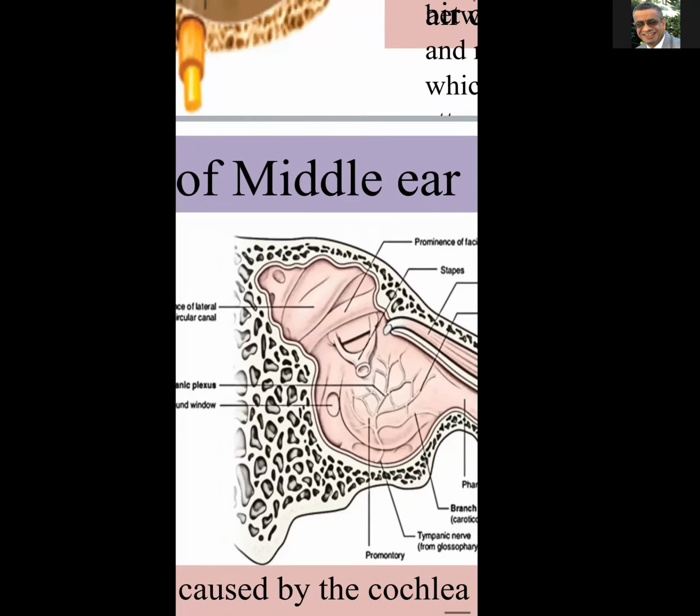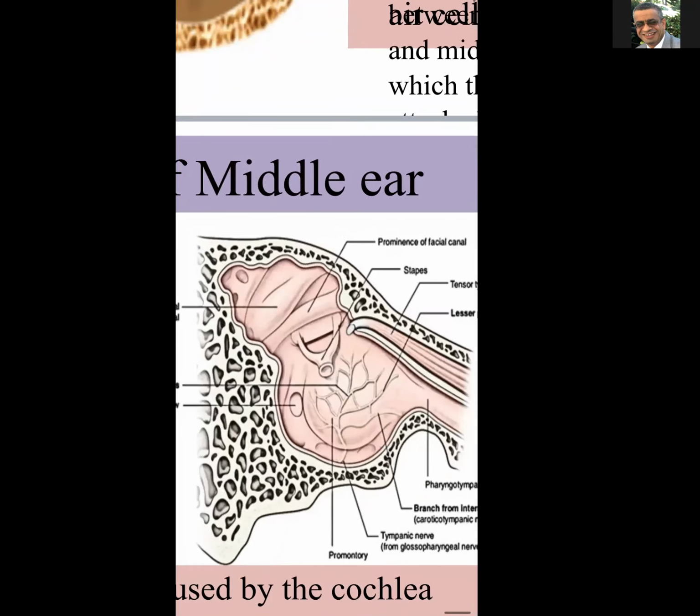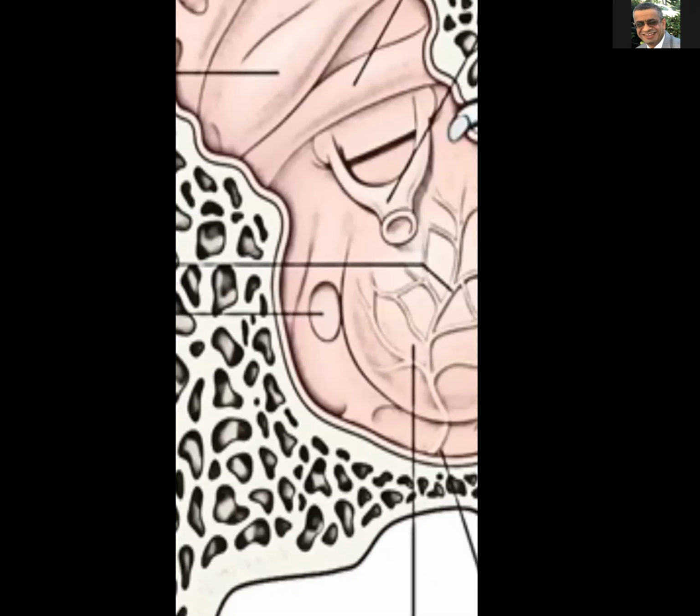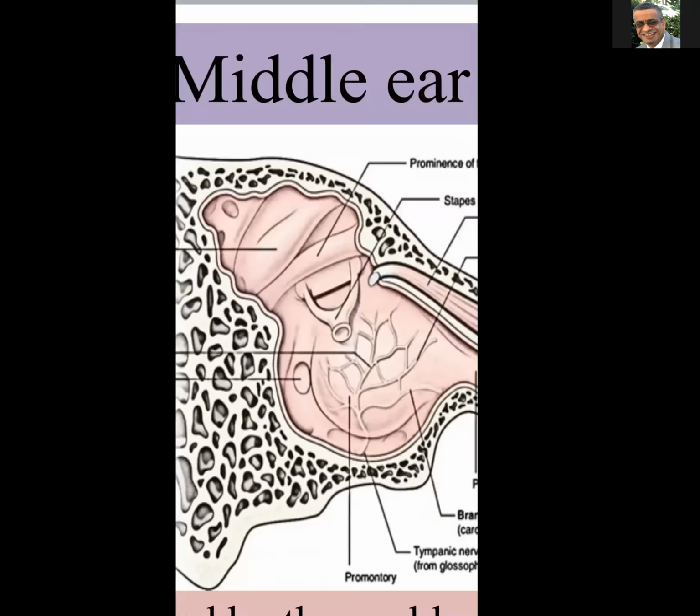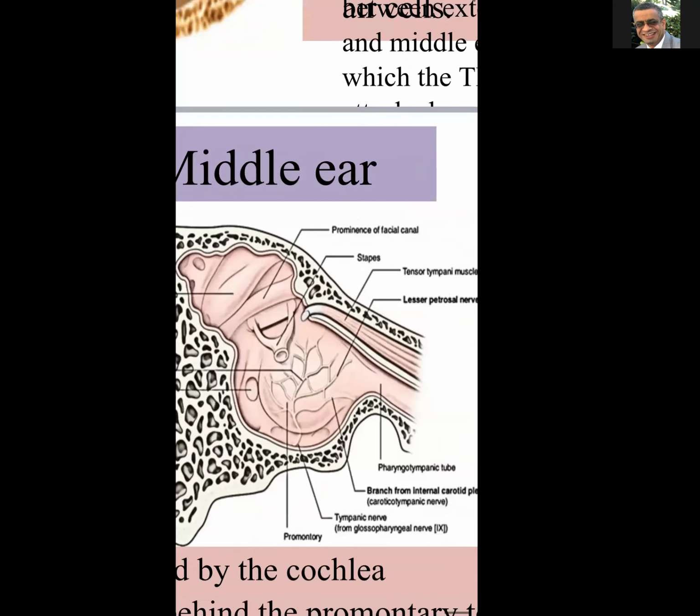عندنا أيضا a prominence of the facial canal وعندنا two windows, the round window and the oval window. The round window هاي هي round window اللي هي below and behind the promontory, and the oval window is above, in which the stapes is attached.